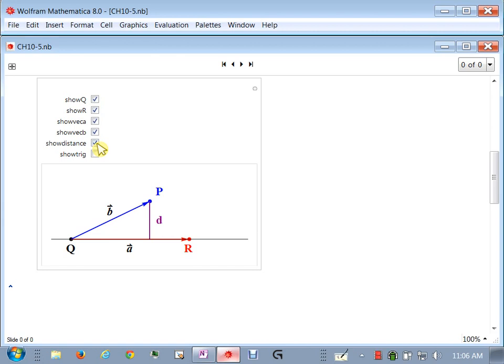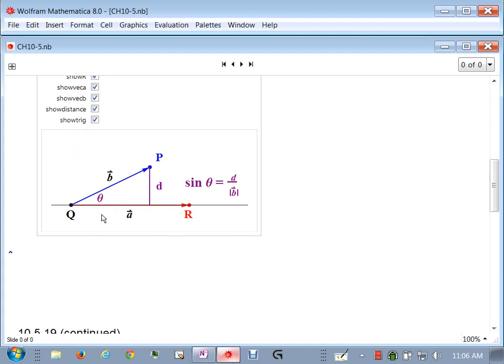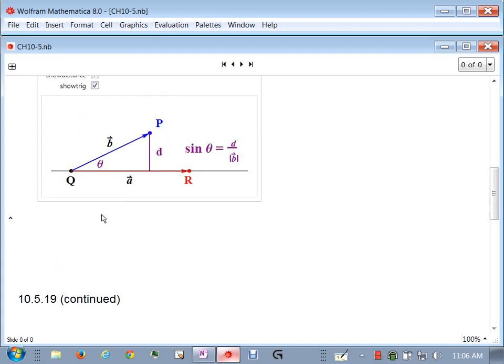So we've got a right triangle here, but one of these sides is not the length of this right here. However, check this out. If I look at this angle as being theta, then sine of theta would be the d that we're looking for, opposite over the hypotenuse, which would be the length of B. Yes, the length of B. All right, so that's where we are.